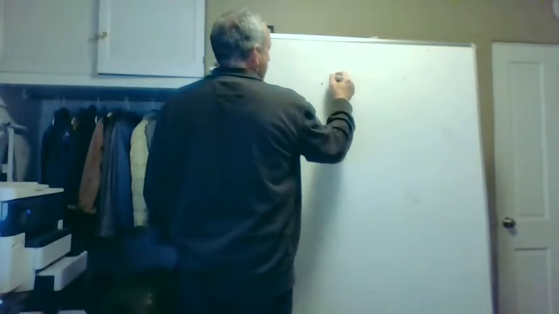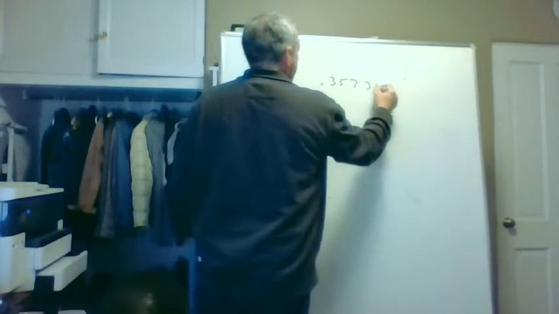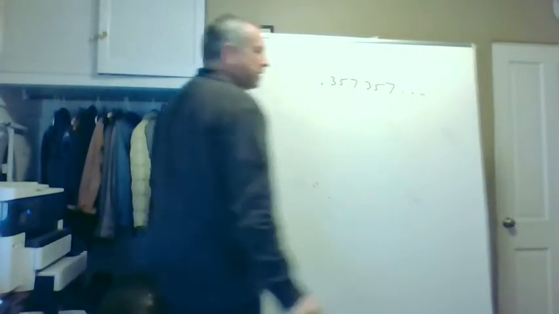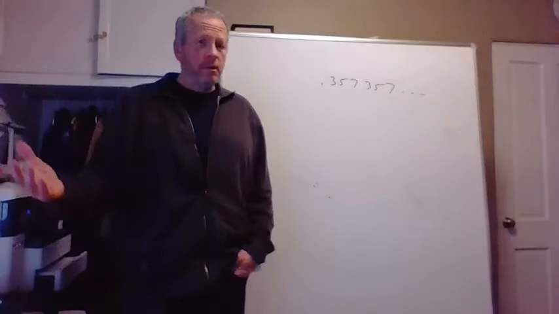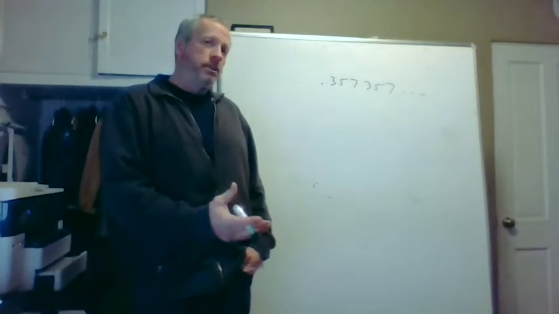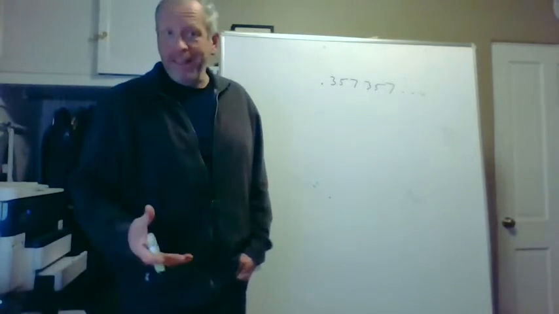So the idea is, what do you do when you have something that looks like this? Let's say 0.357, 357, and that repeats. What do I mean? How do you write that as a fraction, or how do you convert that into a fraction?